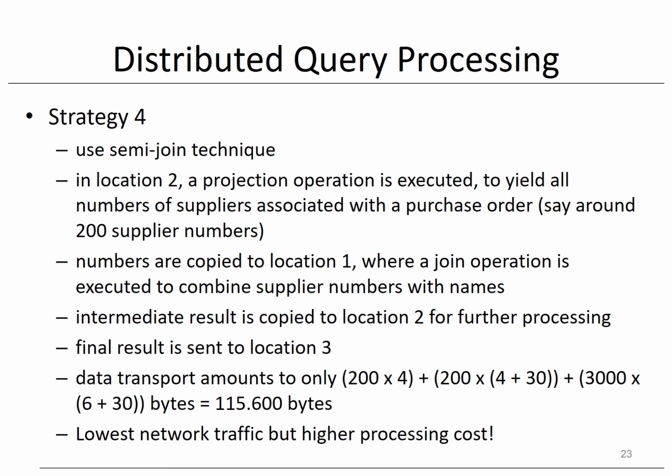If we only consider the 4 strategies mentioned above, and the optimization criterion is network traffic, the 4th strategy will be chosen. However, whereas the semi-join reduces the network traffic, a higher processing cost is incurred. Therefore, other strategies may be preferable if an optimization criterion other than network traffic is applied.